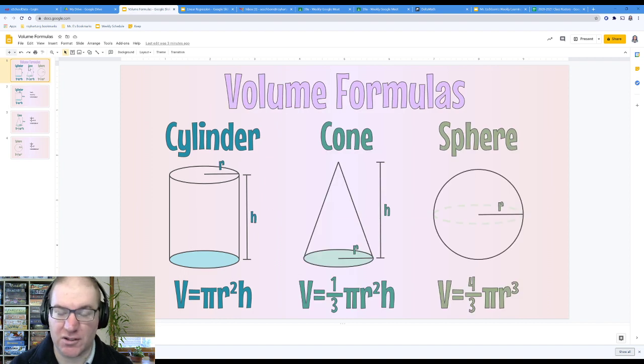The next shape we're going to look at is a cone. A cone has two dimensions as well, radius and height. And again, if they give you the diameter, that's fine. You just have to cut it in half to get the radius. The formula for the volume of a cone is 1/3 times pi times the radius squared times the height.